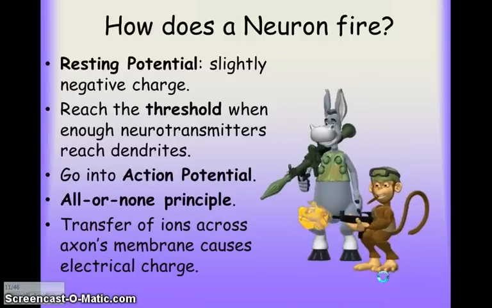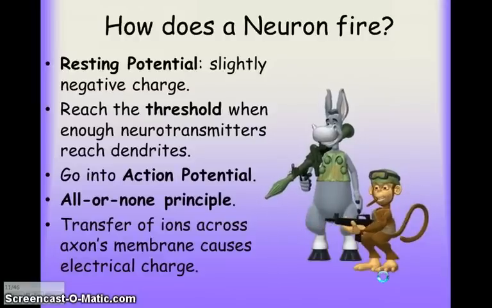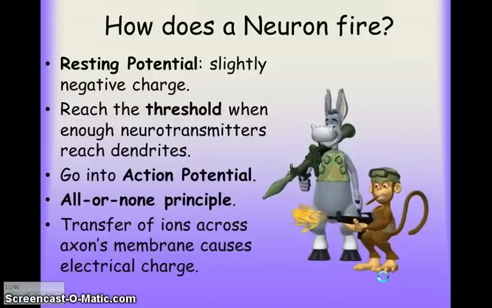And when it does fire, there is a transfer of electrical ions across the axon's membrane. And basically it changes the electrical composition of the neuron. Okay? We will stop at that point.